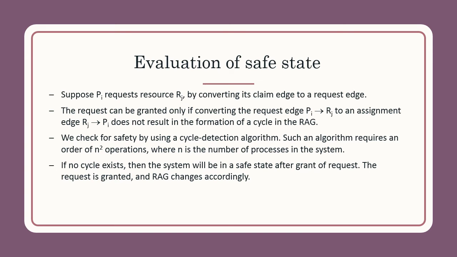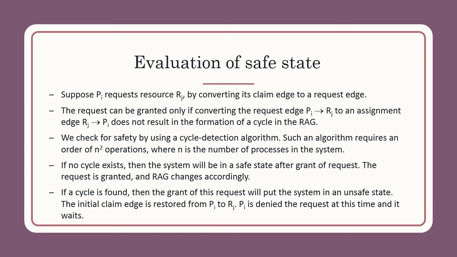If no cycle exists, then the system will be in a safe state after grant of request. The request is granted and the resource allocation graph changes accordingly. If a cycle is found, then the grant of this request will put the system in an unsafe state. The initial claim edge is restored from Pi to Rj. Pi is denied the request at this time and it waits.